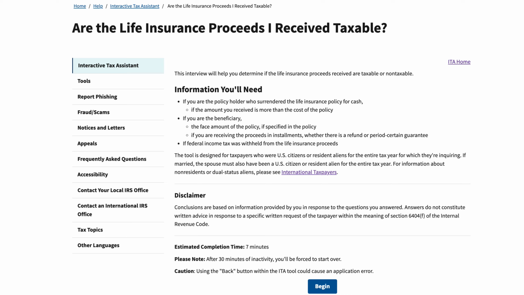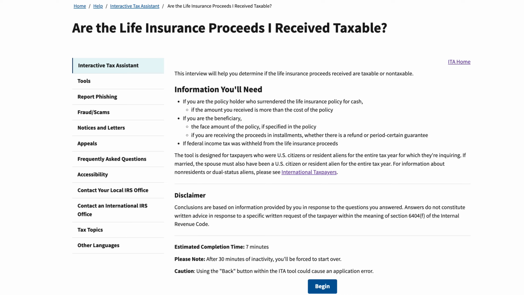In order to use this tax tool, you need to have some information in front of you. So if you're the policyholder who sold their life insurance policy, like you surrendered it for cash, then you will need the amount that you received. You'll need to understand that, and then you'll need to know how much above and beyond the cost of the policy that amount was. So basically, how much did you pay for the policy? How much did you receive when you sold it?